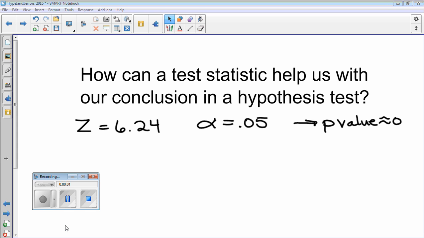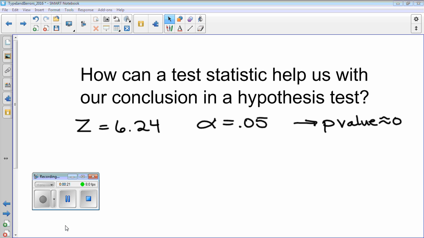To answer this question, first of all, remember what a test statistic is? What's a test statistic? I've written one of them on the board in front of you. When I say test statistic, which one of those numbers is it? It's the z, okay? The z equals 6.24.